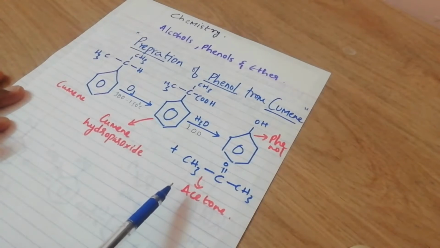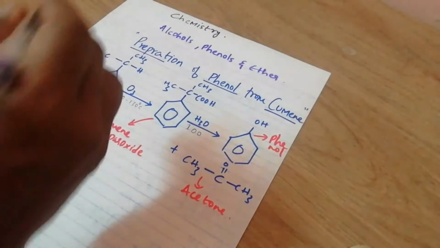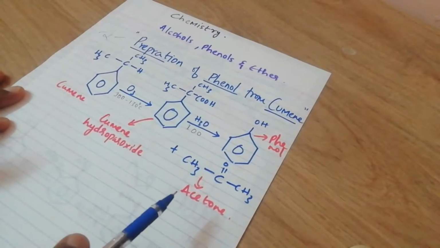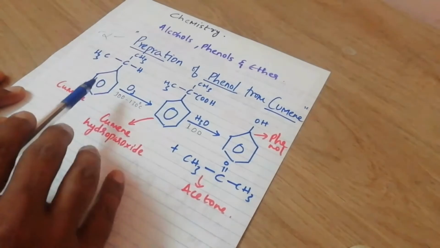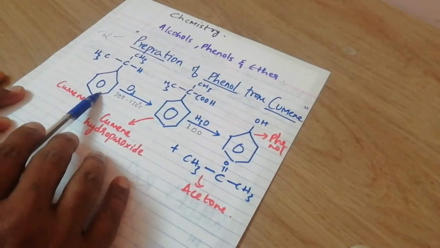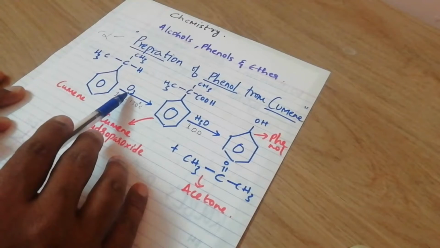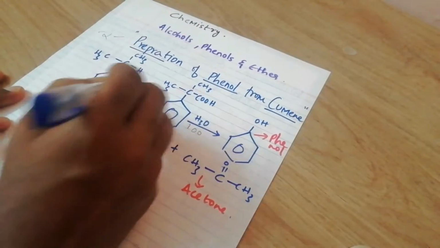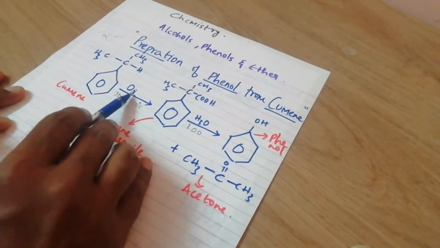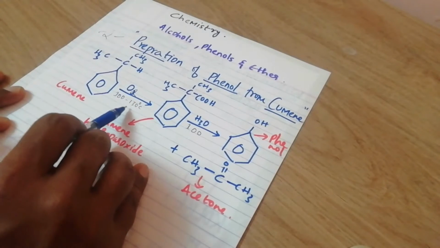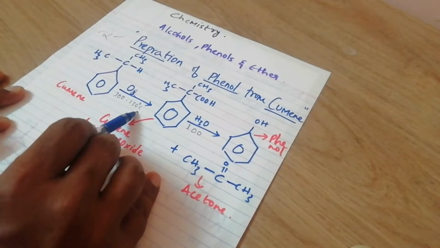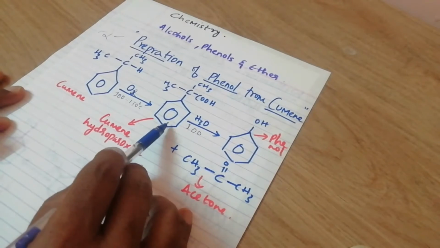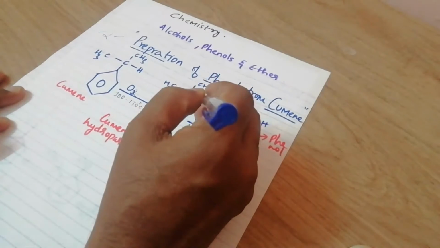How to prepare phenol from cumene? This is asked in the 2 marks question, in part B, question number 33B. When isopropyl benzene is oxidized in presence of air, that is O2, heated at 100 to 130 degrees Celsius, it gives the intermediate product, cumene hydroperoxide.